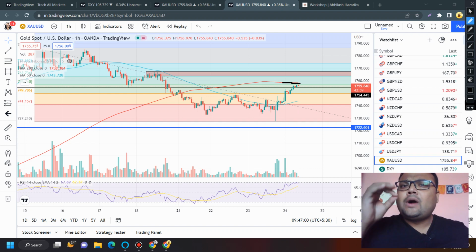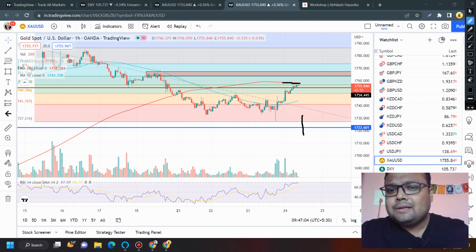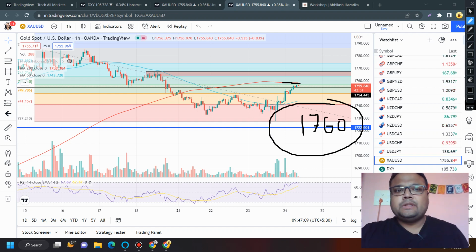Okay, market may go up a little again. Listen to me carefully, market may go up a little again. It can go up till 1760 right now. Okay, it has got some space. You can go up to 1760 and then it may reverse.